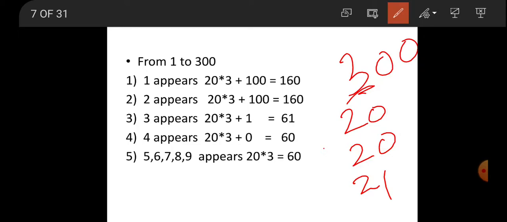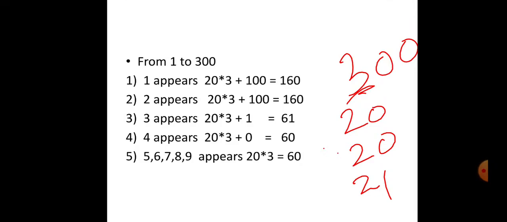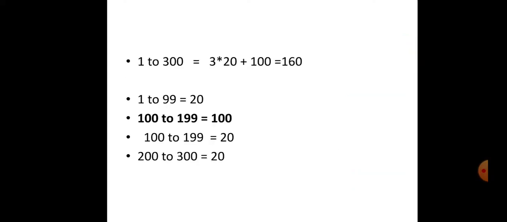And for 4, 5, 6, 7, 8, 9, they appear 60 times. In this way we can find the digits 1, 2, 3, 4, 5, 6, 7, 8, 9 from 1 to 300.